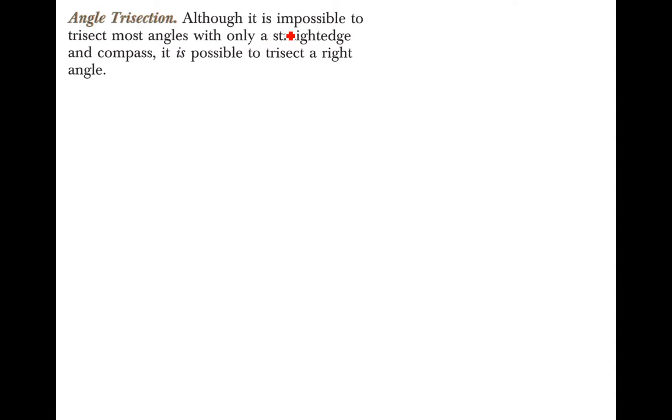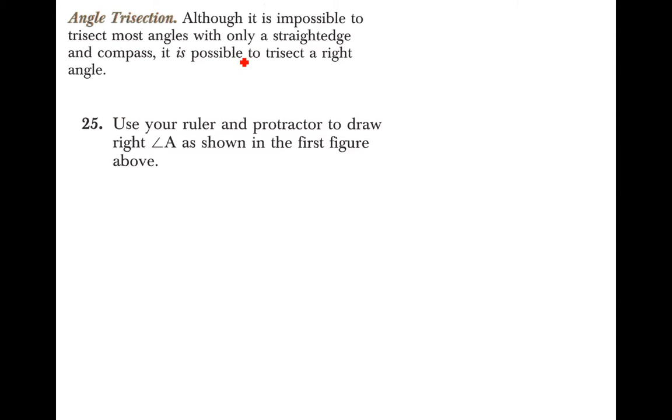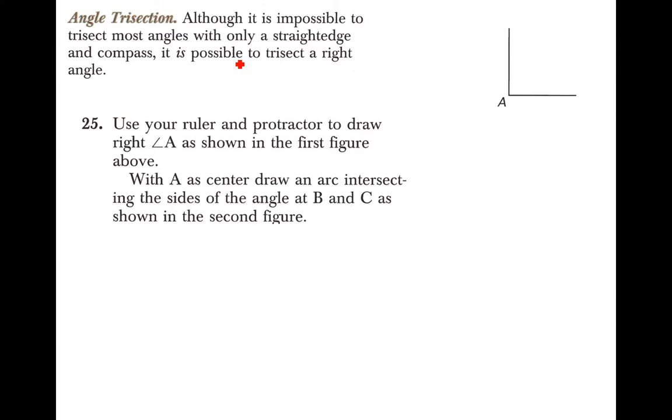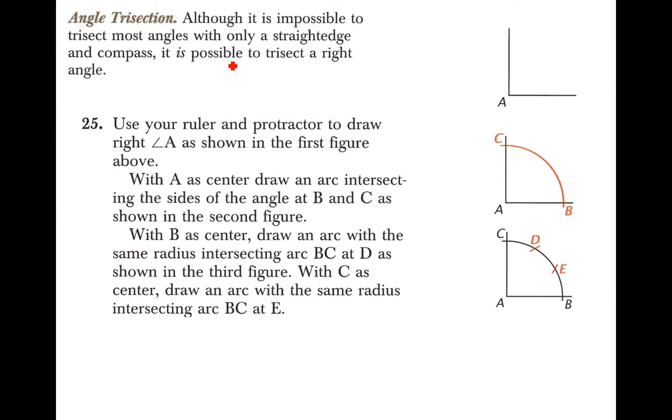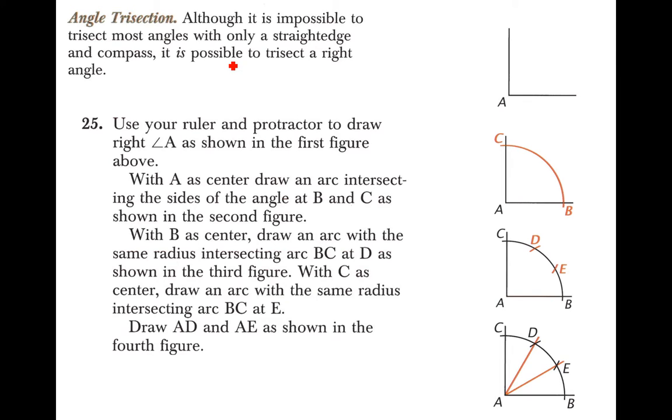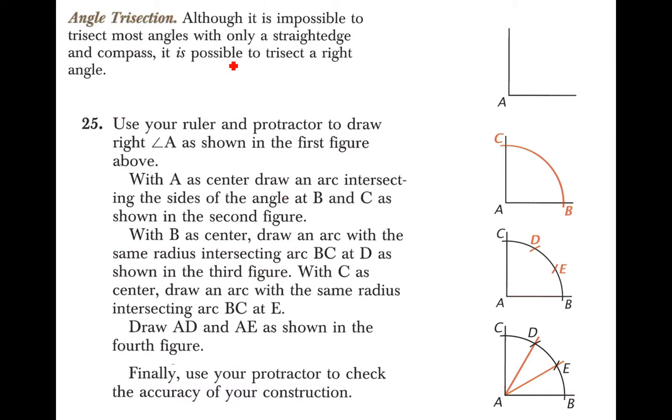Okay, you cannot trisect every angle with just a straight edge and compass construction. But a right angle you can, and they walk you through the process here. So go ahead and do that. Follow their steps, step by step here. So now if you use your protractor as they suggest right down here at the bottom, what should each of these angles be? This one, this one, this one. If you trisected a right angle, yes, they should be 30.